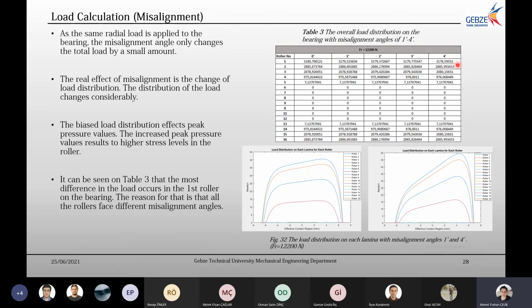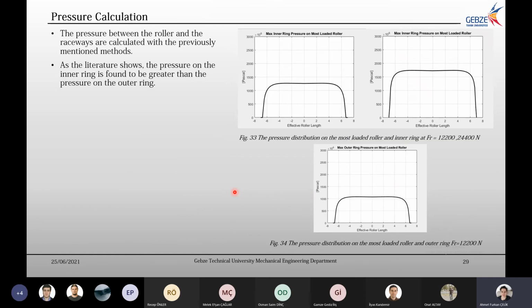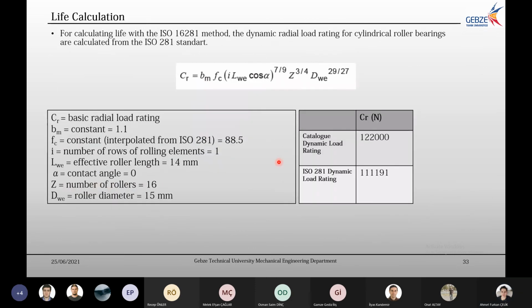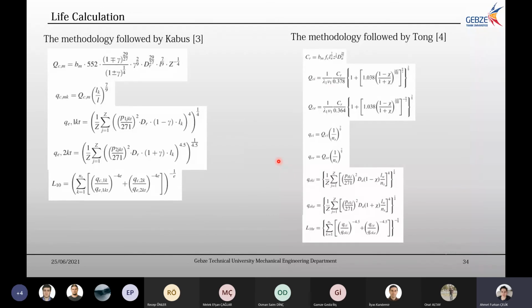So we are not changing the total load, but we are changing the load distribution. So actually the material becomes more sunk, and right here you can see we are changing the pressure distribution and the maximum pressure. So this is actually a very critical result of the project. The total load doesn't change, but we are changing the peak pressure, which is important because in fatigue life calculations, we are using the peak pressure, which I will be showing here.